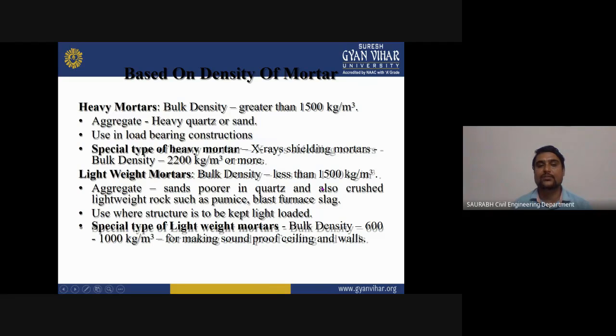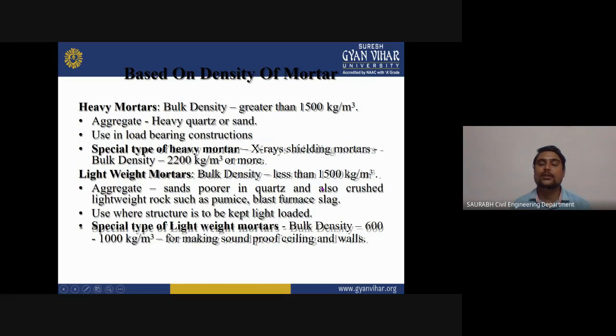What are the properties of a heavy mortar? First, we will see the bulk density. The bulk density of this kind of mortar is greater than 1500 kg per meter cube. And here we have to use heavy quartz or sand aggregate.